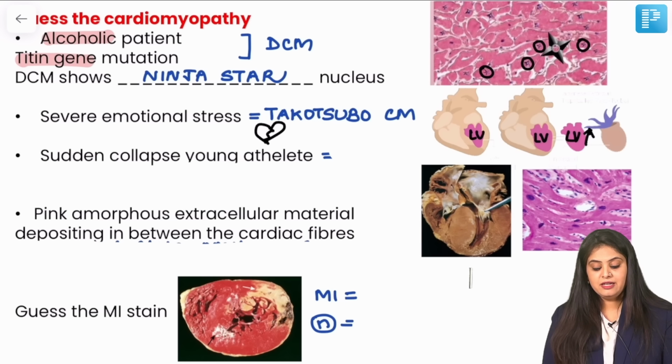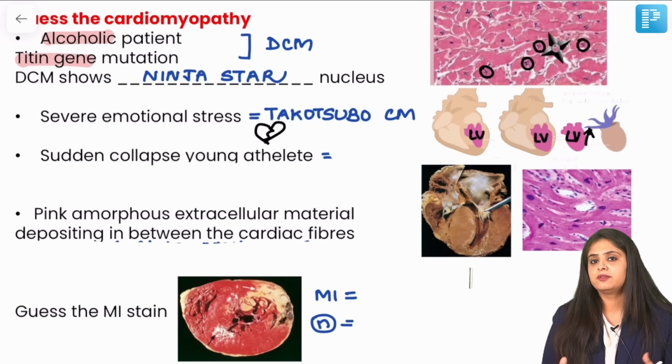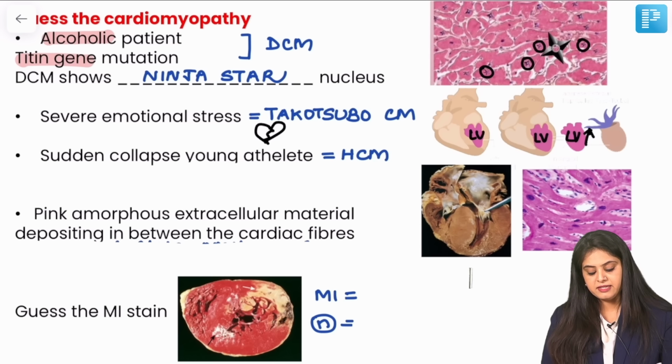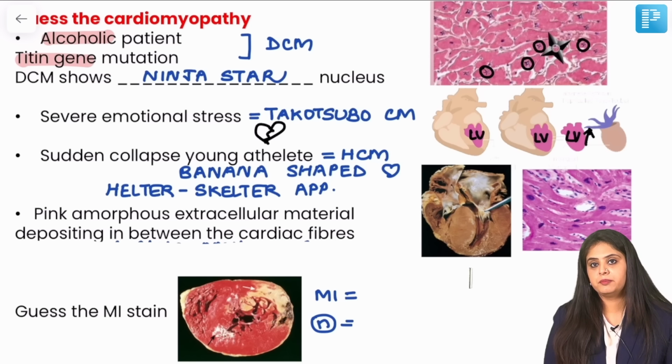Now moving on, whenever they say sudden collapse in a young athlete, usually a 19-year-old basketball player or a football player, you know we are dealing with the hypertrophic cardiomyopathy, in which we can see the heart becomes the classical banana-shaped heart. And when I look at the microscopy, all the fibers are becoming all haphazard, and that is known as helter-skelter appearance.